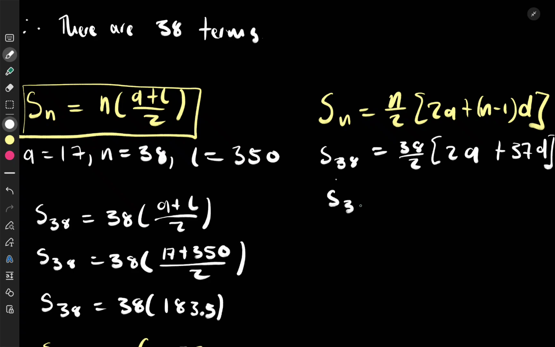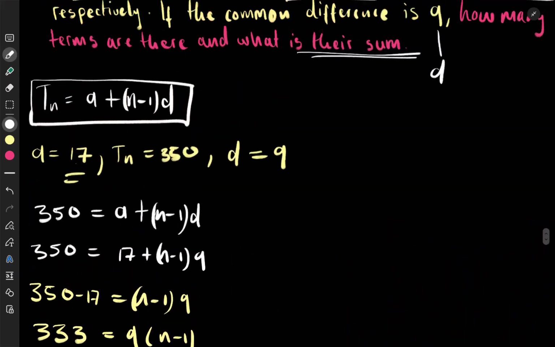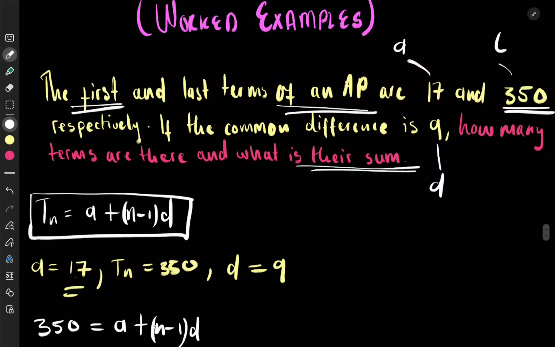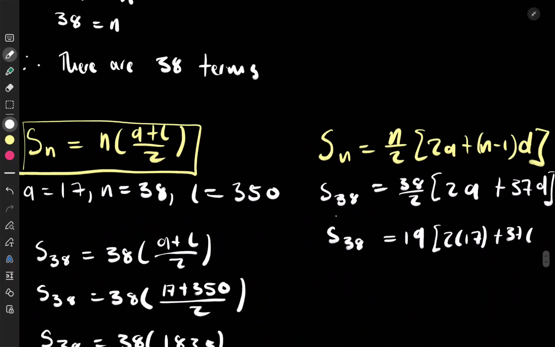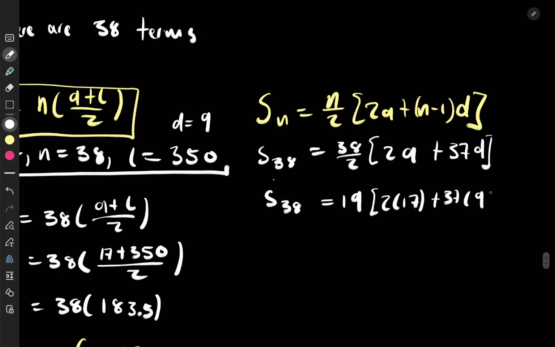So you have S of 38 being equal to 19, yes, great, multiplying 2 by 17, because that's our a, plus 37 by d, which is going to be, what is our d? Did we actually find d? Yes, d, I think we were given. It's 9. Remember that when you put this formula, remember to put these values. Don't make them guess. So here we would need our d, which is 9. So we would say plus 37 by 9. Okay, and we should get the same answer as that one.